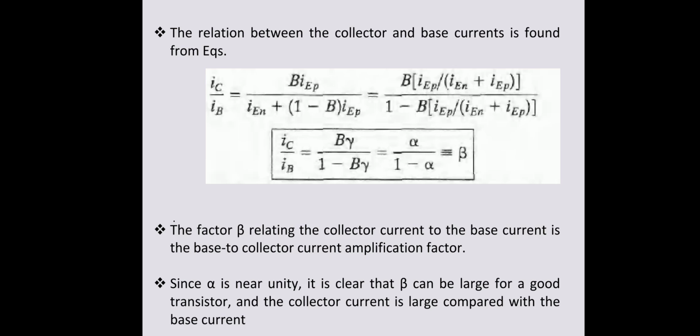We know that this IC by IB is called the current amplification factor beta. And the relation between beta and alpha is alpha by 1 minus alpha equal to beta. We already proved that result. So this is called the base to collector amplification factor. So the factor beta relating the collector current to the base current is the base to collector current amplification factor. Since alpha is near unity, it is clear that beta can be large for a good transistor and the collector current is large compared to the base current. So these are the different basic performance parameters of a transistor.